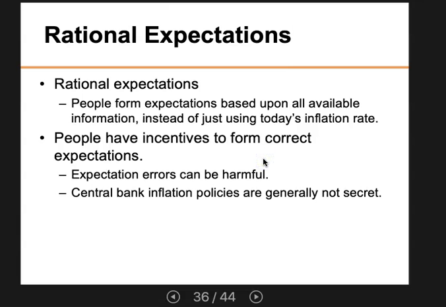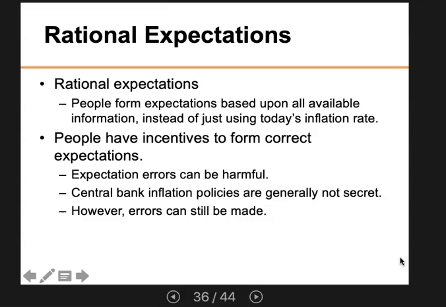The central bank inflation policies are generally not secret, right? We know they will come out and say, okay, we have the expected inflation to be within a certain range, right? 4%, 2%, and things like that. So it's not secret. And when people see that the central bank is coming out to do such monetary policy, they are doing it for a reason. And then people look at this reason. It's generally not a secret. People use this information to form their own expectations, right?